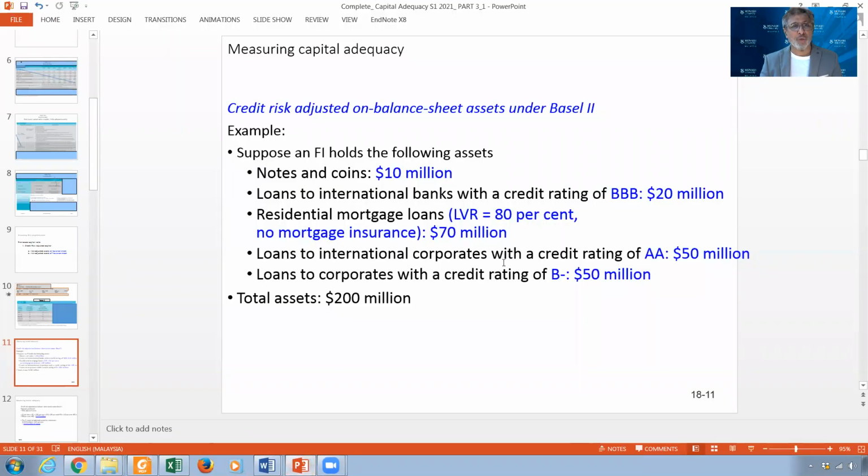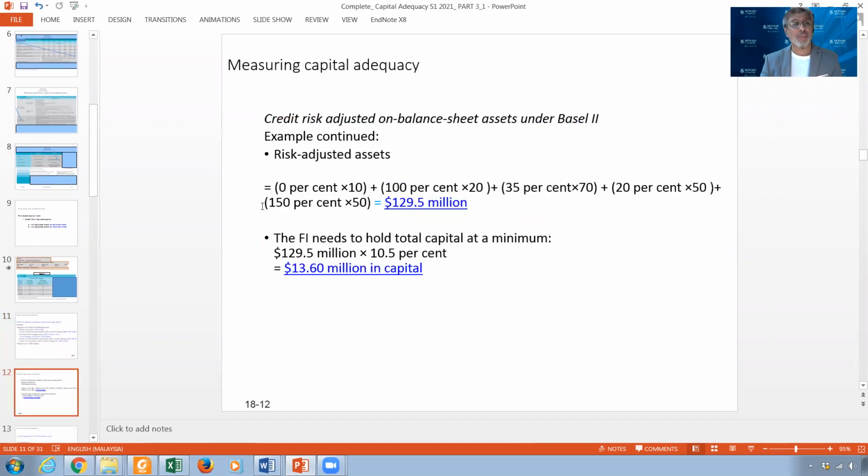Loan to international corporates with a credit rating of AA. This is from table 5. Loan to corporates with a credit rating of B minus, 50 million. So the total assets are 200 million. I am not going to take risk-weighted assets of 200 million, but I will calculate it according to Basel, and this is what I did. So for the cash, 0, according to table 5.